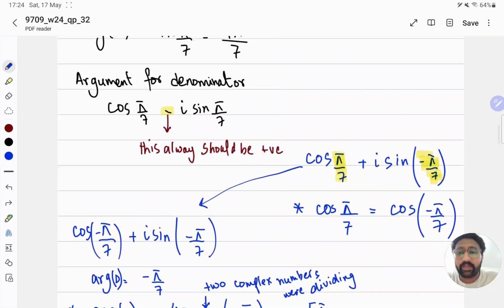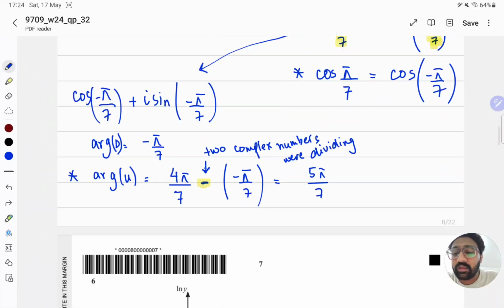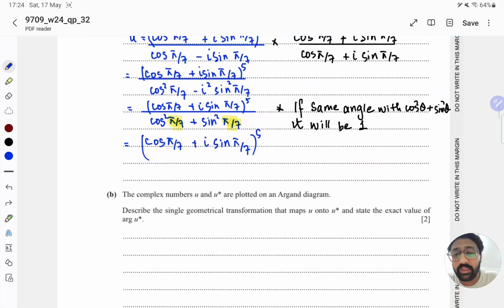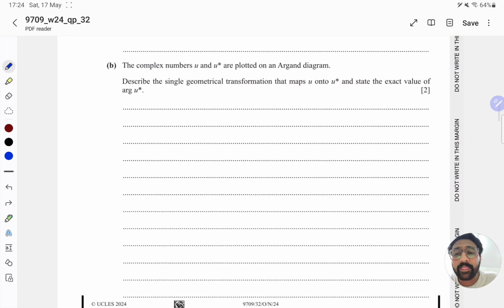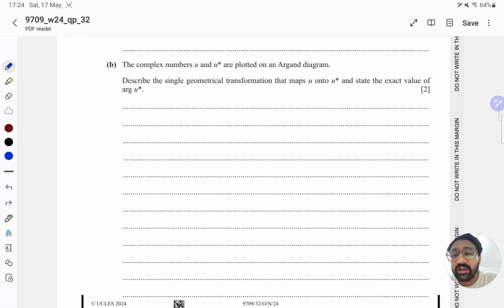I hope it is clear. This was question number 5. There is another part for question number 5, and that's the B part. The B part says that the complex number u and u star, the conjugate of u, are plotted on an Argand diagram. Describe the single geometrical transformation that maps u onto u star and state the exact value of the argument of u star.